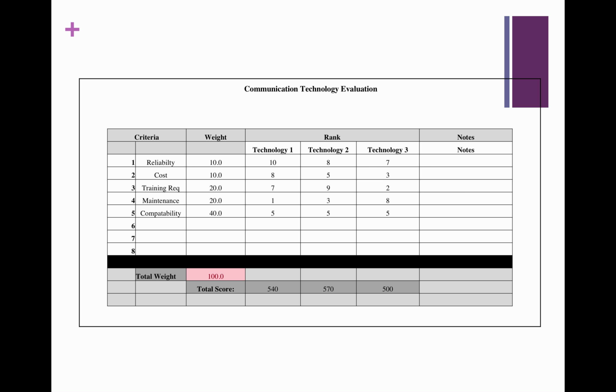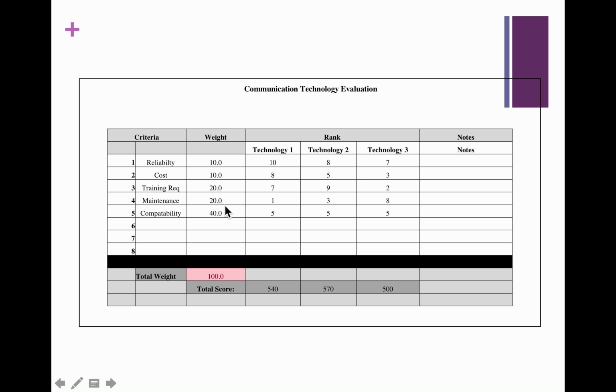So I'm going to go to this spreadsheet right here. It's a real simple spreadsheet. Again, we're ranking 3 different technologies. I'm just calling them 1, 2, and 3. And my criteria, which are really my objectives, are reliability, cost, training requirements, maintenance, and compatibility. If you look at the weights, I gave 40% to compatibility, maintenance 20, cost 10. So clearly the cost is not that important because I only gave it 10% weight. And I gave compatibility 40%.